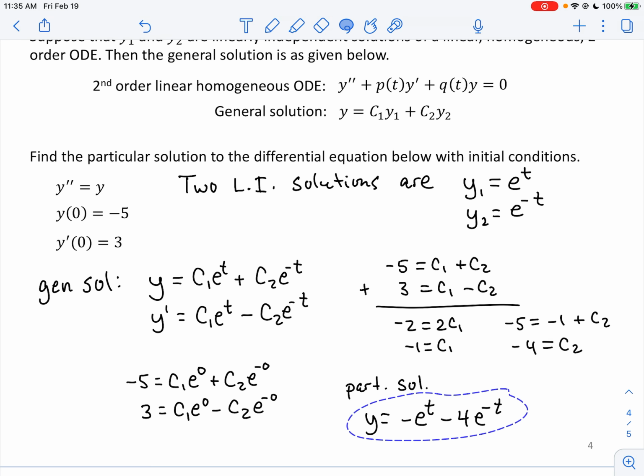If you take two derivatives of this, you will see that you get the original back. And it's also true that if you plug 0 in for t right now, you're going to get negative 5 back. And if you take the first derivative of this answer and then plug in 0, you'll get 3 back. So it will satisfy all the conditions of our differential equation. And again, I leave it to you to verify those things.